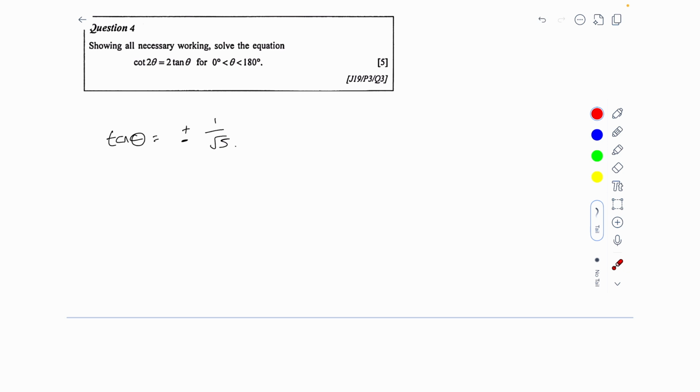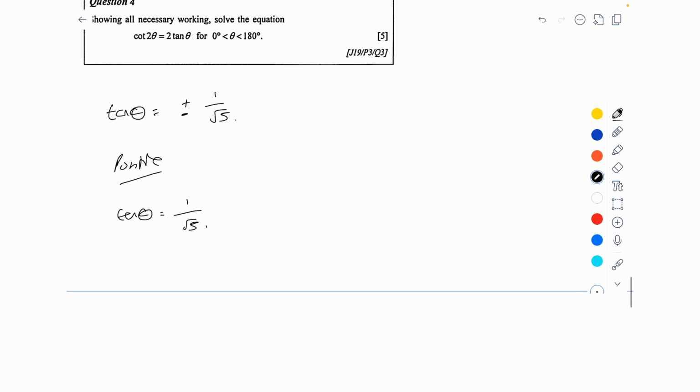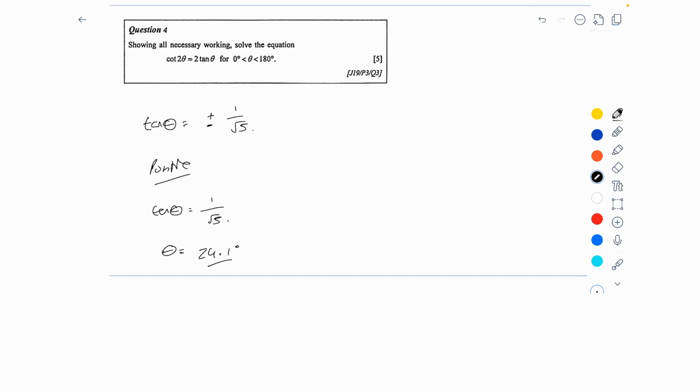Now, the trick in this situation is not to freak out. Firstly, let's address the positive. If we address the positive, tan theta is equal to 1 over root 5, which means that theta is going to give us 24.1 degrees. That's fine.